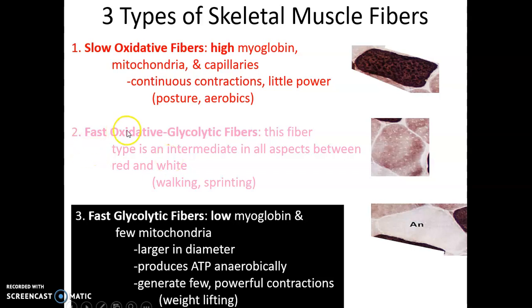And then we have the fast oxidative glycolytic fibers. These are sort of an intermediate between slow oxidative fibers and fast glycolytic fibers. They're sort of pinkish in color. They have myoglobin levels between these two. They have numbers of mitochondria between these two. They generate contractions of strength between these two. So they're the intermediate. And they are very important for, say, walking and sprinting.